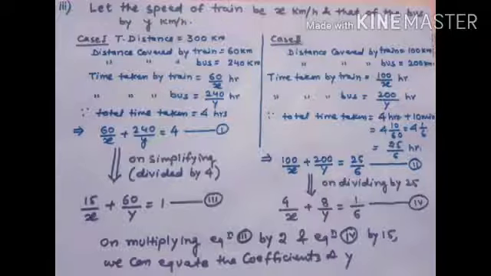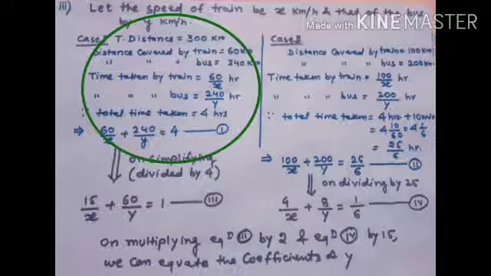Let the speed of train be x km/h and that of the bus be y km/h. Now we have two cases in this question. So let us discuss the first case. We know that the total distance is 300 km. So the distance covered by the train will be 60 km and the distance covered by the bus is 240 km, as you can see on the question.